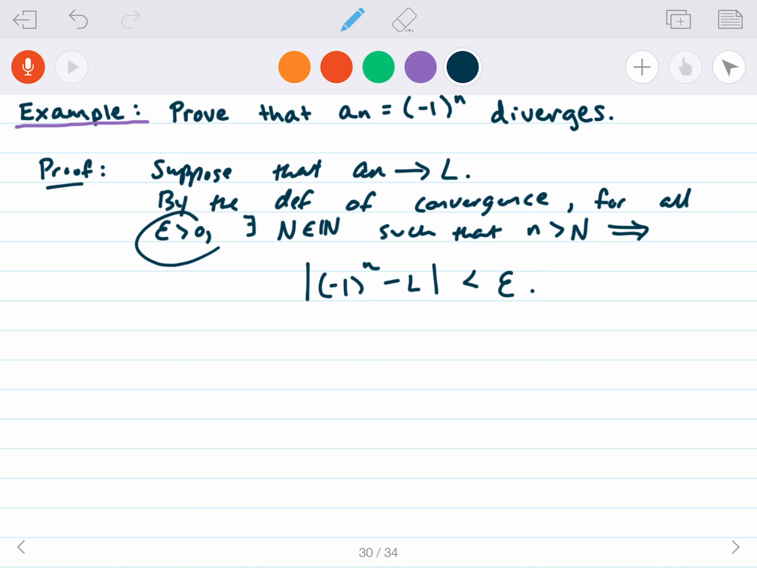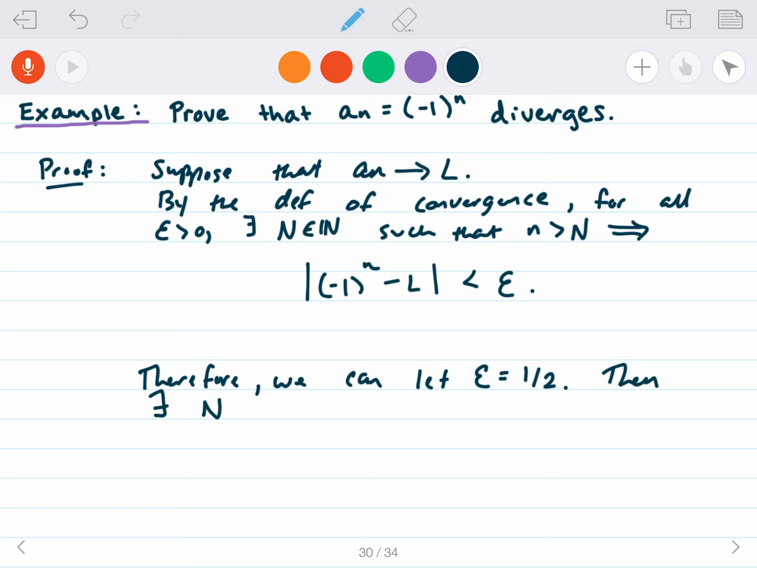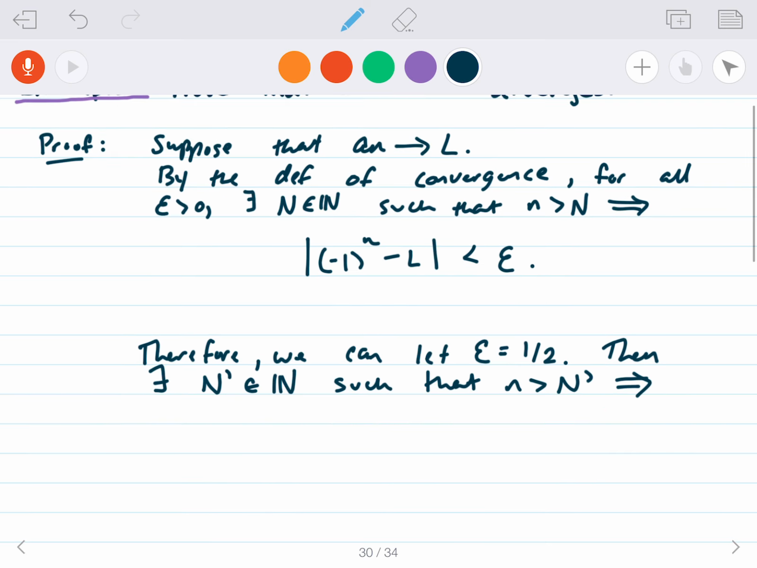So for all epsilon, including epsilon equals 1/2. So this should hold for epsilon equals 1/2. Therefore, we can let epsilon equal 1/2. Then there exists some n prime in N such that little n bigger than n prime implies |(-1)^n - L| is going to be less than 1/2.